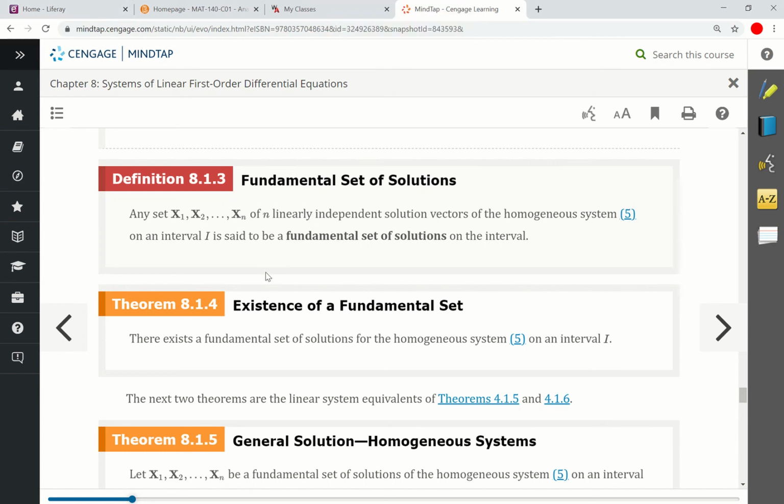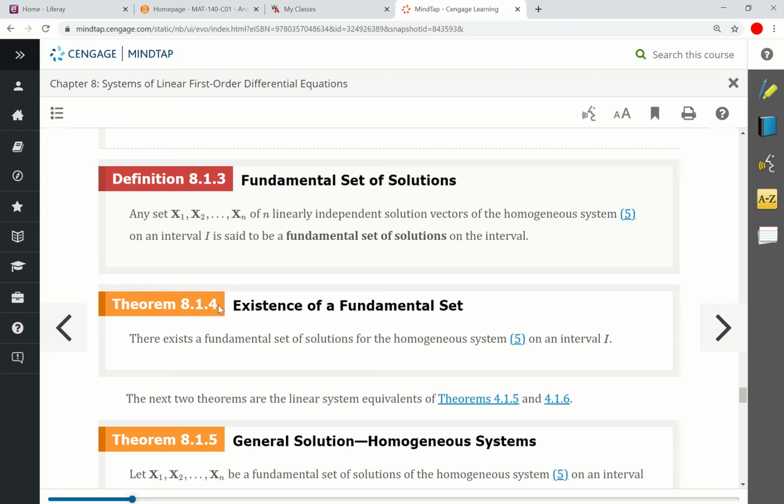The next thing we're going to look at in section 8.1 is the definition of a fundamental set of solutions. Any set of n linearly independent solution vectors of the homogeneous system on an interval I is said to be a fundamental set of solutions on the interval. So if we have a system of n linear differential equations in n variables, and we have solution vectors x1 through xn, if each one of these xi's is a solution, and furthermore if they are all linearly independent, then the collection of those x's forms what we call a fundamental set of solutions.